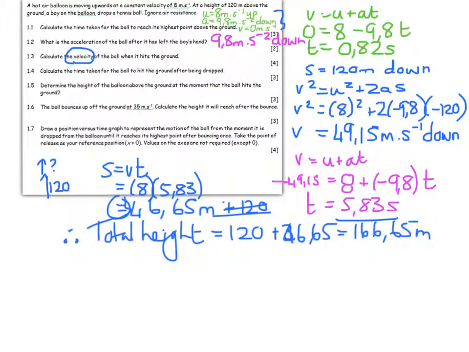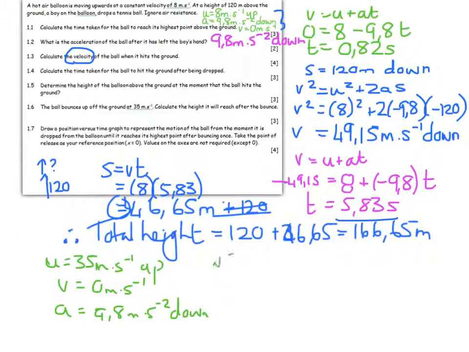The ball bounces off the ground at 35 meters per second. Calculate the height it will reach after the bounce. Not terribly difficult. We're back to a fairly simple question. Initial velocity 35 meters per second up. Final velocity at the top of the projectile 0 meters per second. Acceleration 9,8 meters per second squared down.